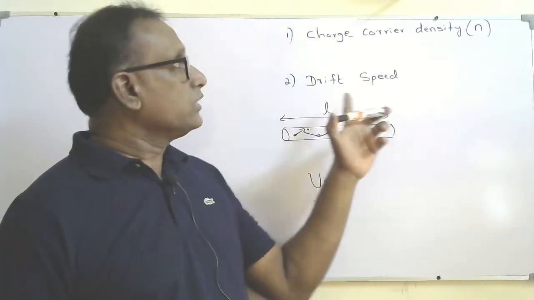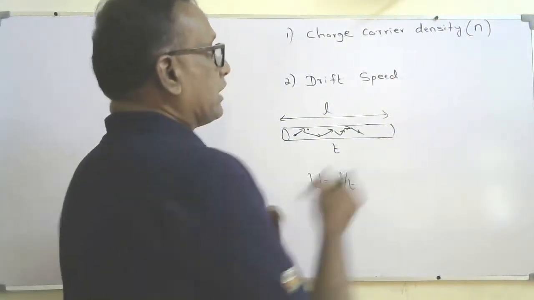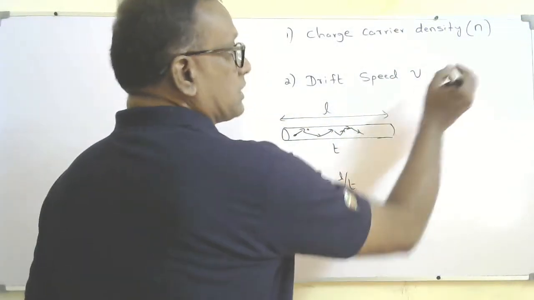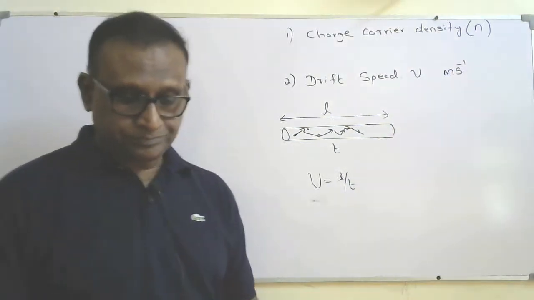Okay, so you should know the meaning of charge carrier density and the drift speed. Drift speed is denoted by V. Normally we use the unit meter per second, the unit of drift speed.